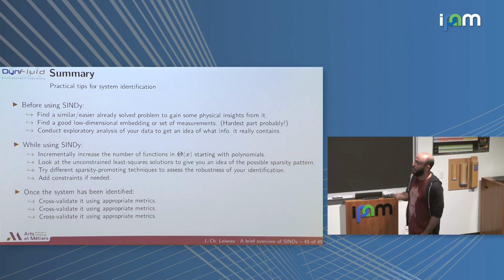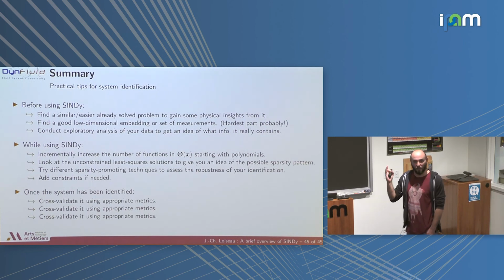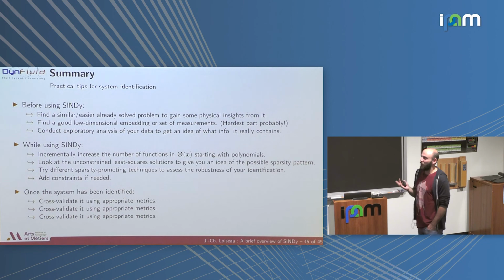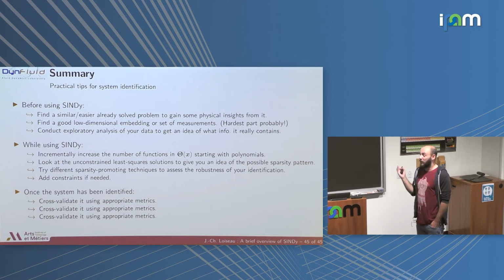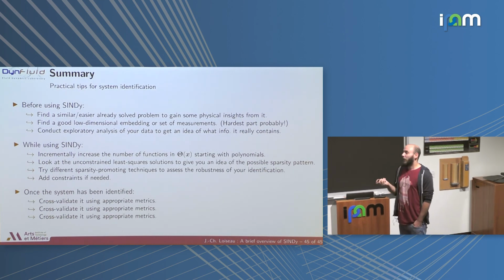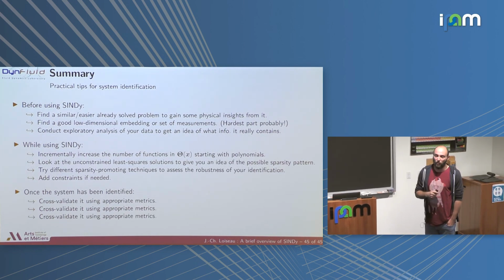And finally, we can add constraints. And once the system has been identified, cross-validate it, cross-validate it, cross-validate it, because I've seen dozens of papers, not necessarily using SINDy, where they use very poor cross-validation metrics. And when you reproduce the work, it works for 2 time step ahead prediction. So you have only a 2 time step prediction horizon, and then it just doesn't work because they didn't use the correct metric to cross-validate their problem.